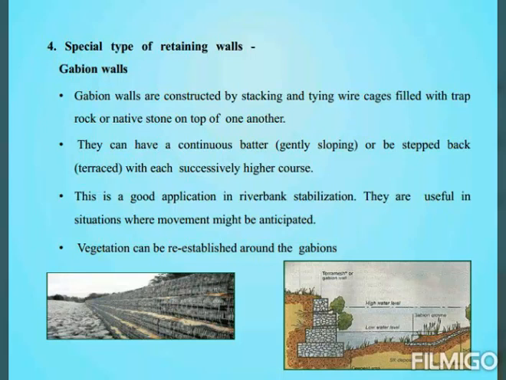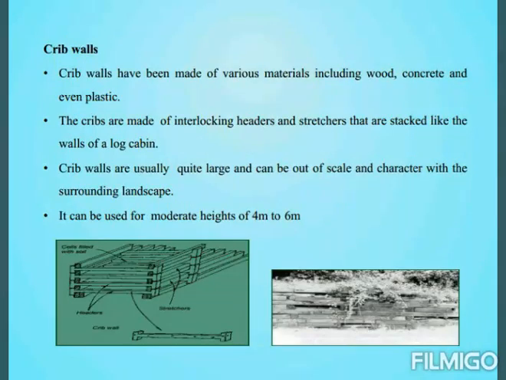The next is crib walls. Crib walls are made of materials such as wood, concrete, and it can be made even by plastic. Cribs are made of interlocking headers and stretchers that are stacked like the walls of a log cabin. You can see a crib wall in that picture. You can see headers and stretchers. It can be used only for moderate heights, up to 6 meters only.